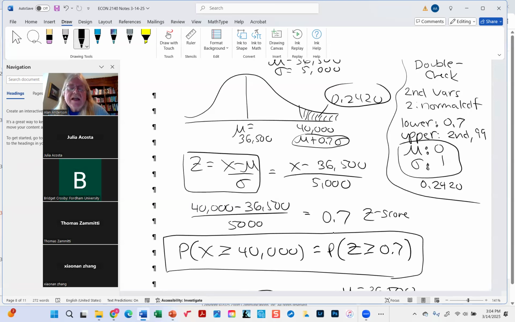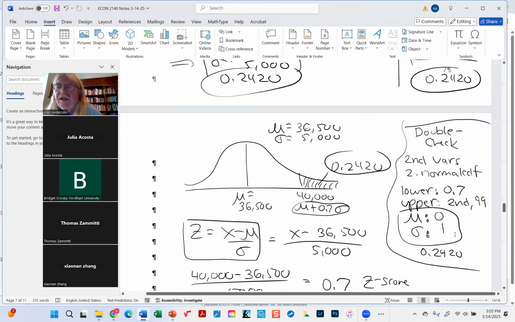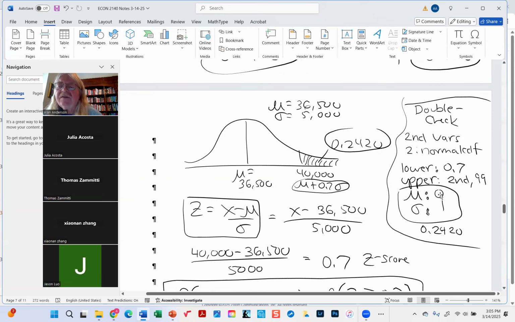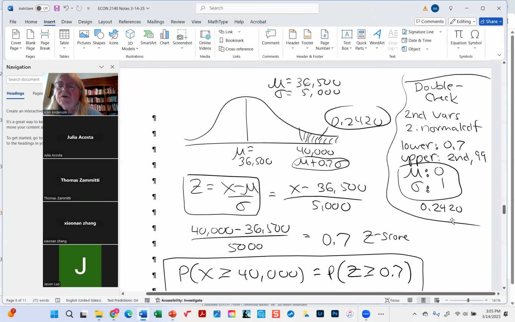And that also means that asking the question, what's the probability that X is greater than 40,000, is equivalent to asking the question, what's the probability that Z is greater than or equal to 0.7? And in fact, over here on the side, you'll see that I went back and double checked it. You can see that by using 0.7 as the lower limit, infinity as the upper limit, with a mean of 0 and a standard deviation of 1, you'll also get 0.2420.